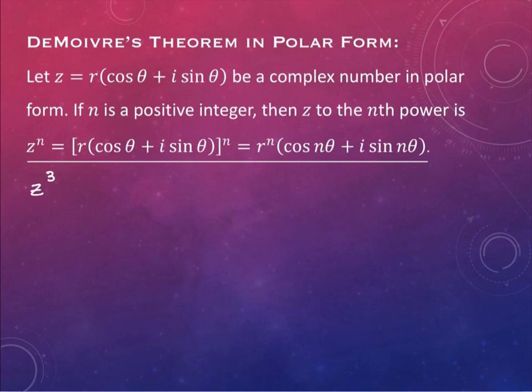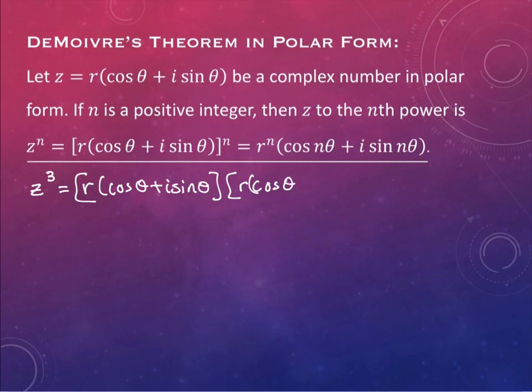If I had, say, z to the third, just do it small, then what this would have is it would have r cosine of theta plus I sine of theta, and I would be multiplying it times itself 3 times. Okay, is that okay so far? That's what powers of 3 are, right? You multiply something by itself 3 times. Well, at this point, what's on the right looks like a product, correct? And we know how to find products.